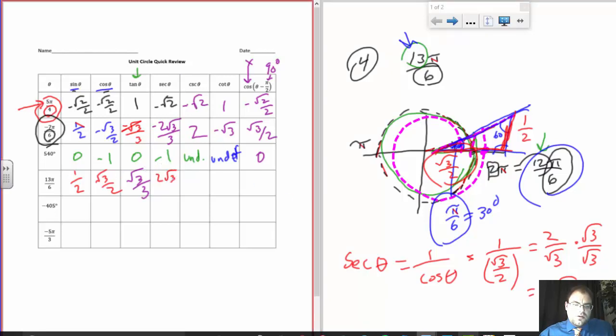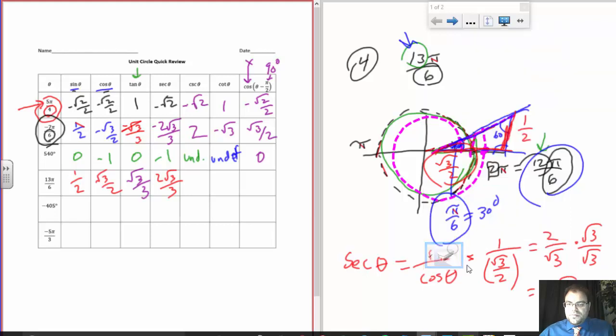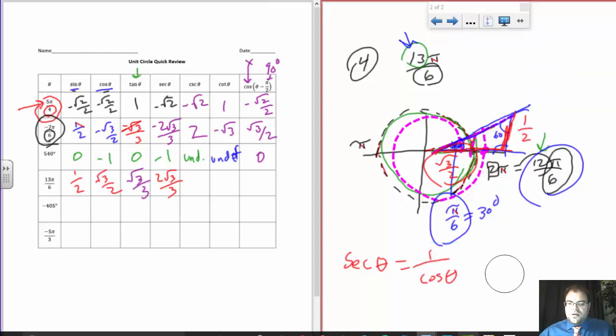Very well. The cosecant. Keep going through this, all right?